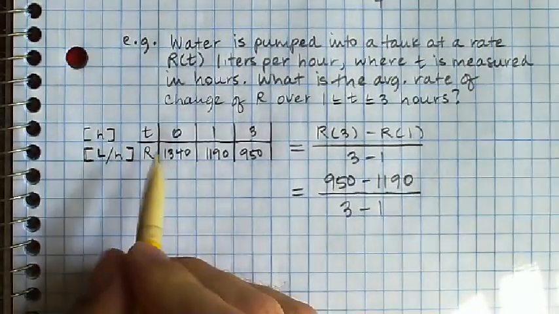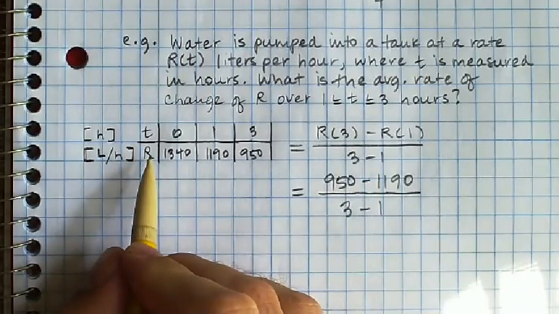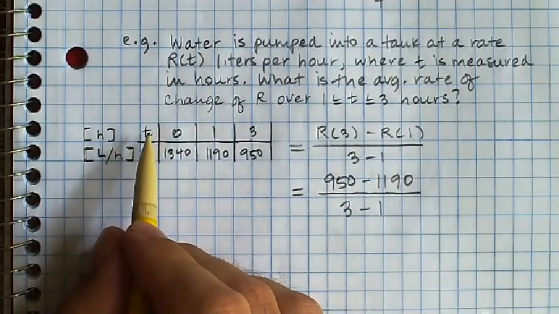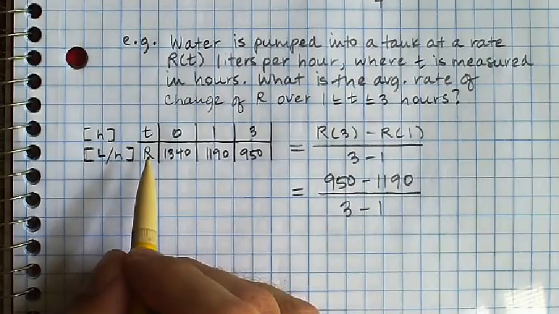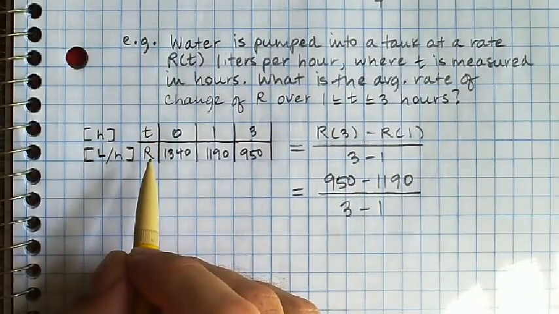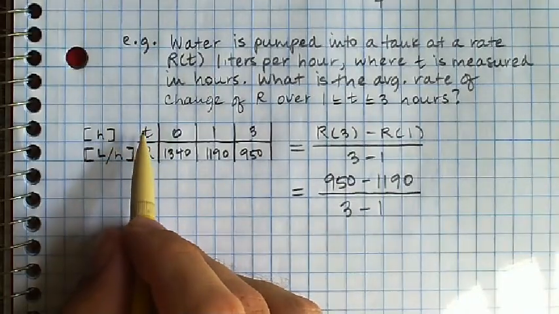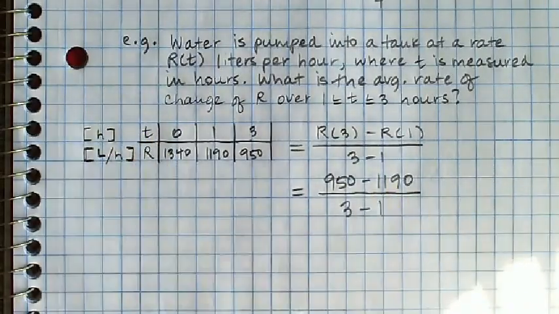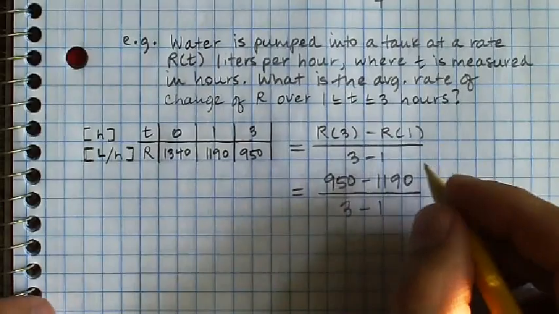Okay. And if we're looking at the rate of change of f of x with respect to x, the units of the rate of change will be the units of f divided by the units of x, or the units of the dependent variable divided by the units of the independent variable. And then I'll try to come in with an interpretation here in a second.